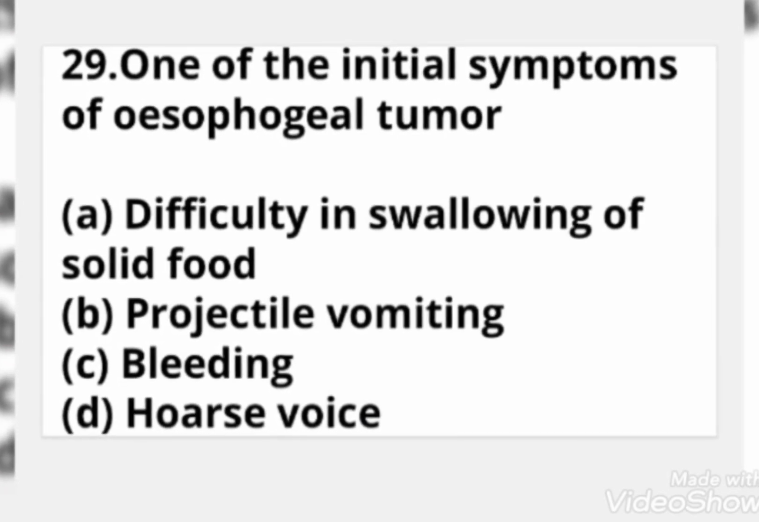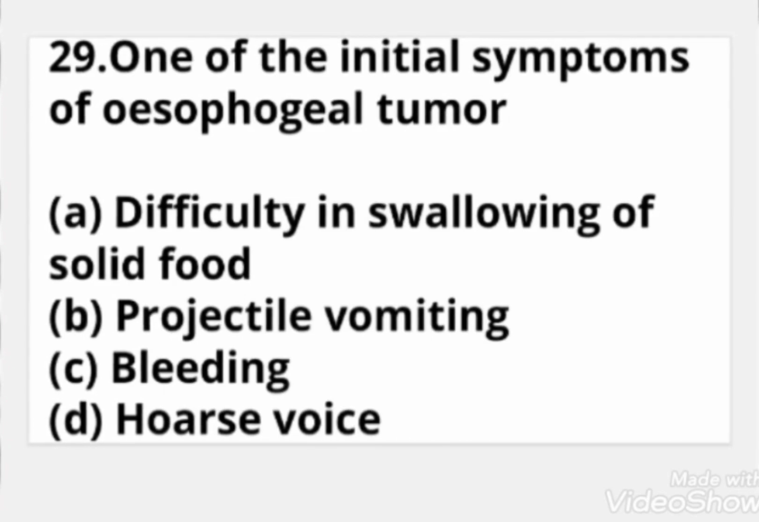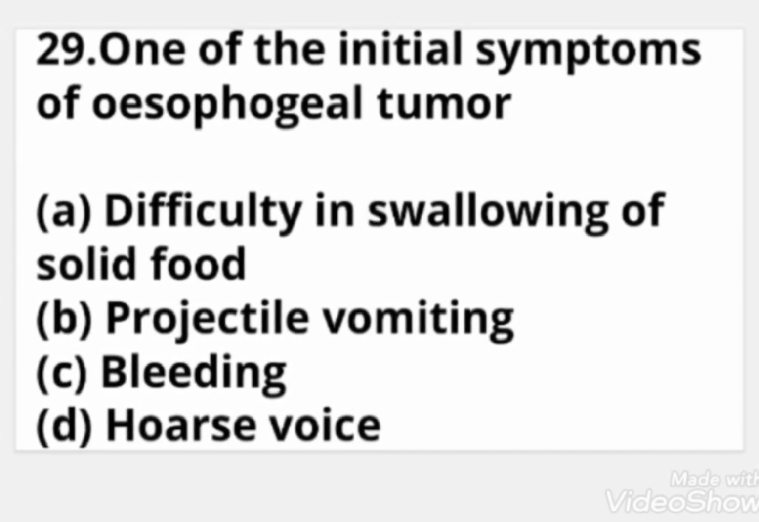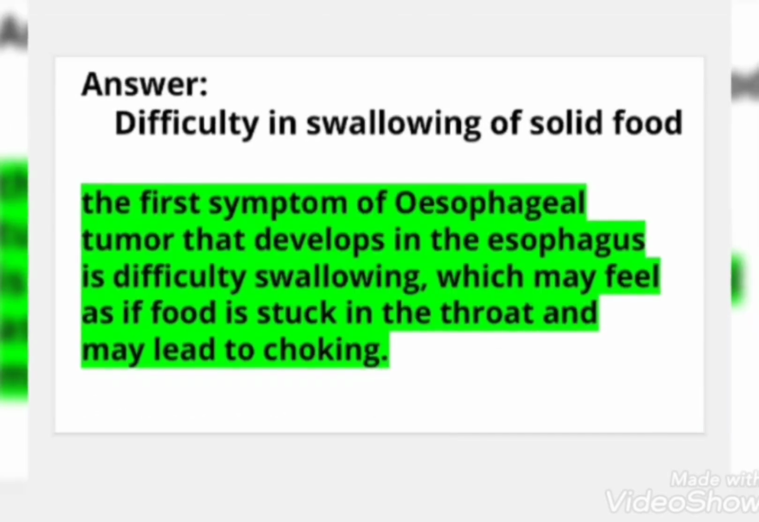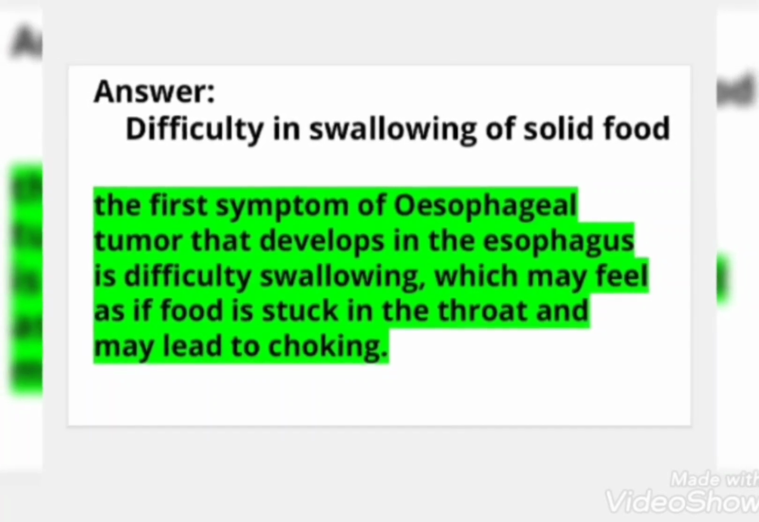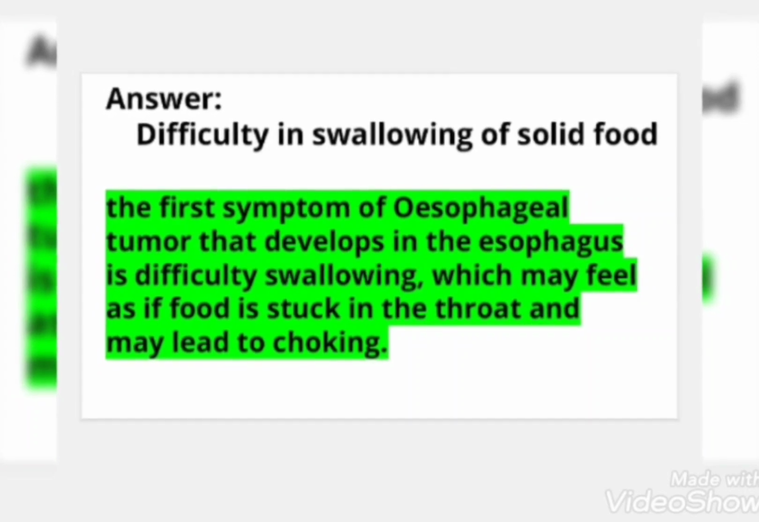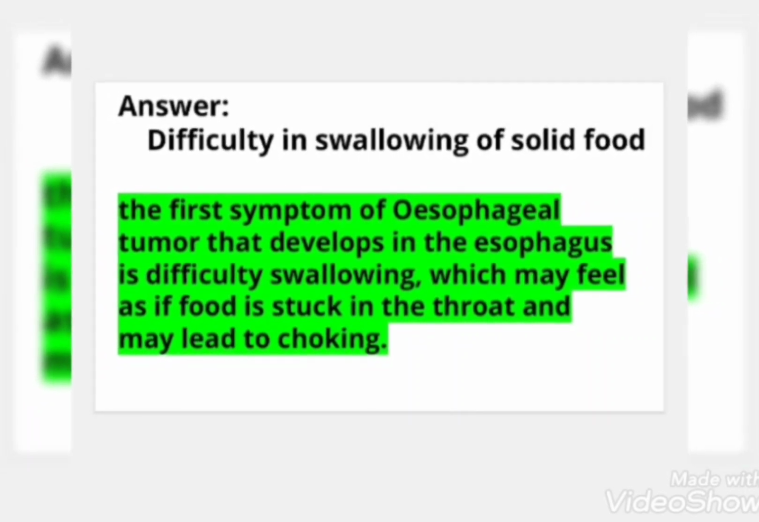29. One of the initial symptoms of esophageal tumor: A. Difficulty in swallowing of solid food, B. Projectile vomiting, C. Bleeding, D. Hoarse voice. Answer: Difficulty in swallowing of solid food. The first symptom of an esophageal tumor is difficulty swallowing, which may feel as if food is stuck in the throat and may lead to choking.